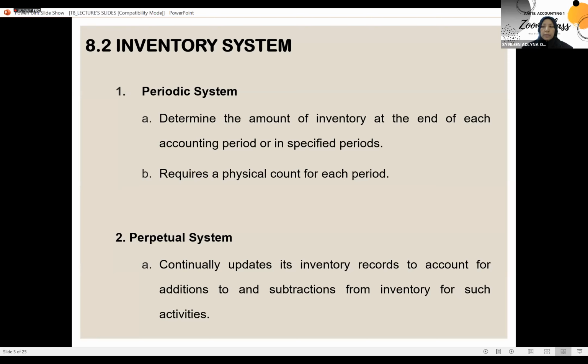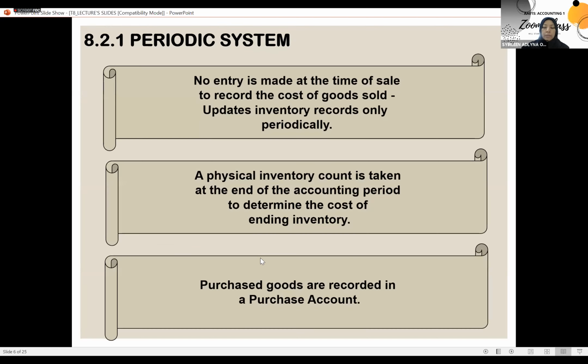Baru kita boleh kira sebab kita punya periodic system, kita akan kira sekali saja towards the end of the accounting period. Tapi kalau perpetual system, you continually update all the inventories flow. Kita boleh tengok dia punya pergerakan masuk dan keluar. So every day saya boleh tahu berapa inventory masuk, berapa inventory keluar. So it's easier for us to track our record lah.